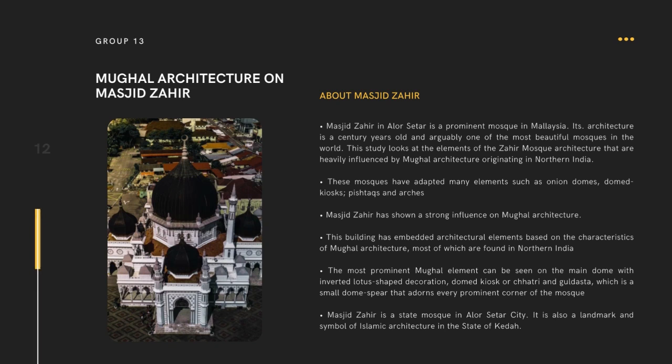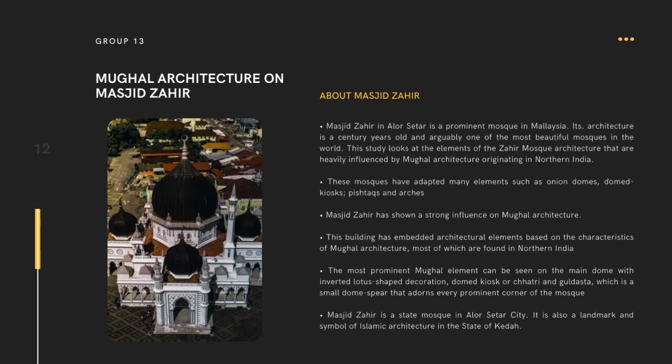The first place that has the influence of Mughal architecture is Masjid Zahir. Masjid Zahir in Alor Setar is a prominent mosque in Malaysia. Its architecture is a century old and arguably one of the most beautiful mosques in the world. This study looks at the elements of the Zahir Mosque architecture that are heavily influenced by Mughal architecture originating in northern India. These mosques have adapted many elements such as onion domes, dome kiosks, pishtaqs, and arches.